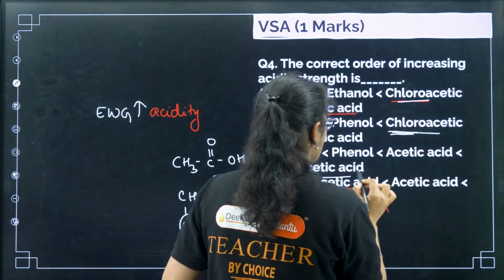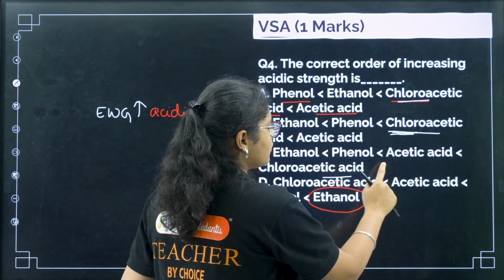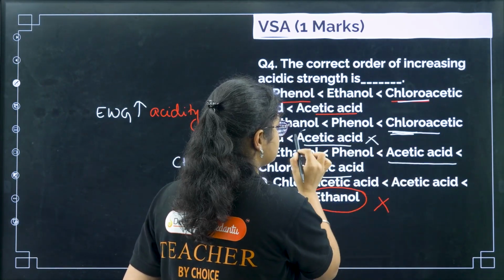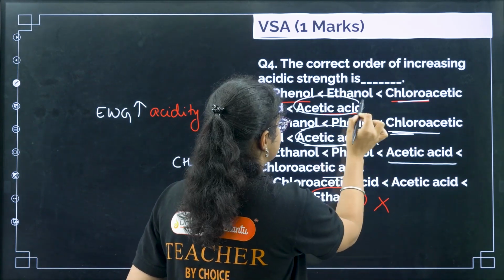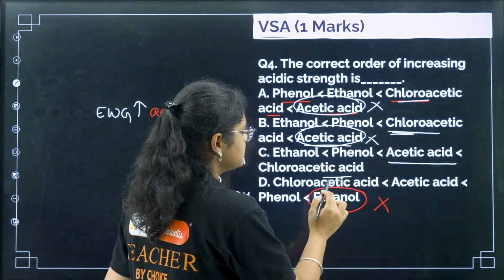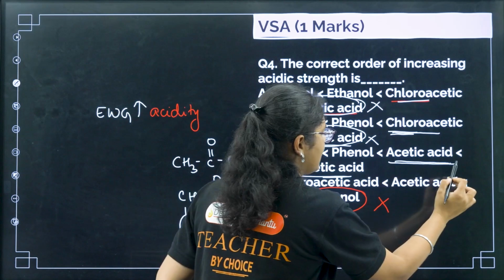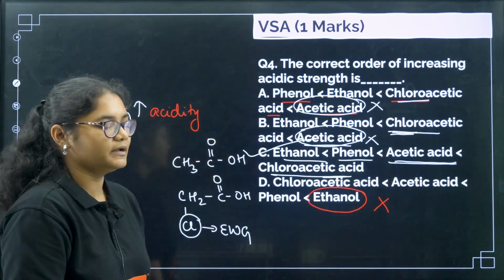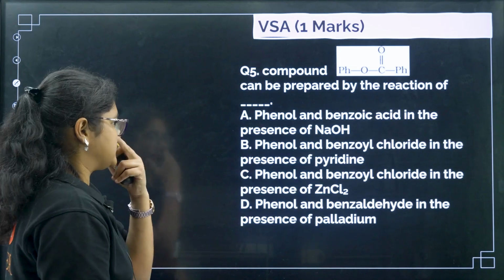So, we can keep all these three options. After chloroacetic acid, there will be acetic acid, right? So, we can eliminate this option because here it is acetic acid, here also it is acetic acid. Delete these two options. So, first chloroacetic acid, then acetic acid, then phenol, then ethanol. Okay, the correct answer is option number C here.